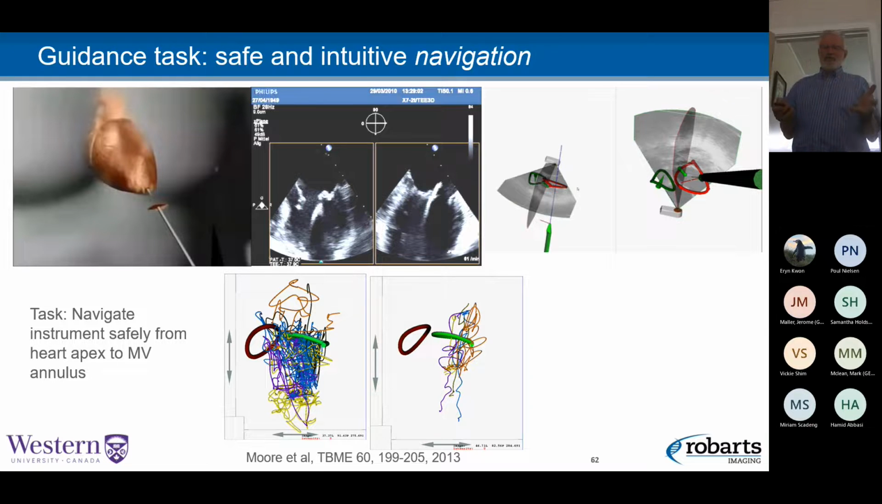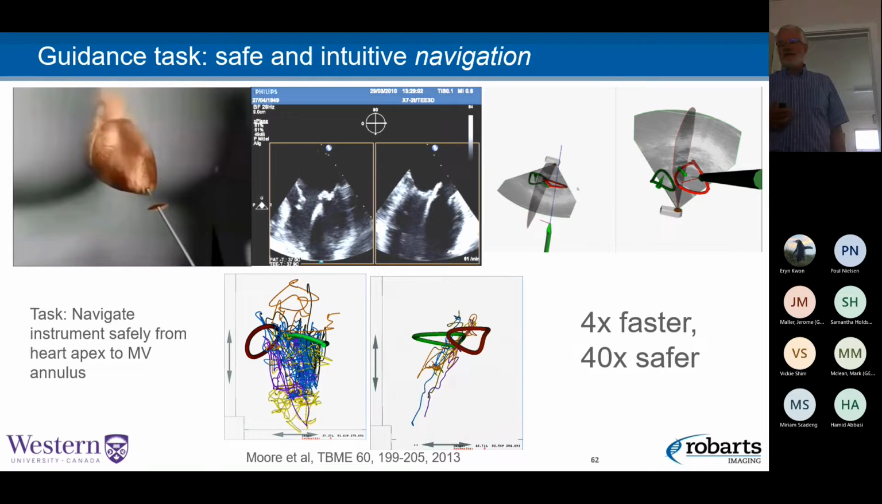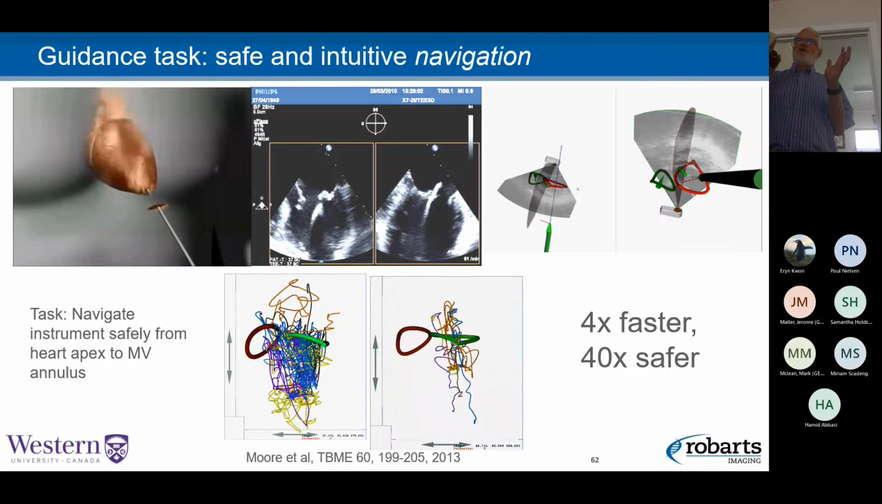We had tracking technology built into the ultrasound scanner and into the tool. And when we did this, we ended up with a trajectory that looked like one you see here. So they went straight into the right place immediately. And this was 4 times faster for the procedure and 40 times safer in terms of the number of times the tip of the tool would go somewhere within the heart that we didn't want it to go.